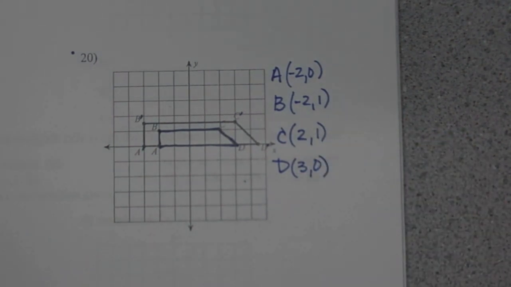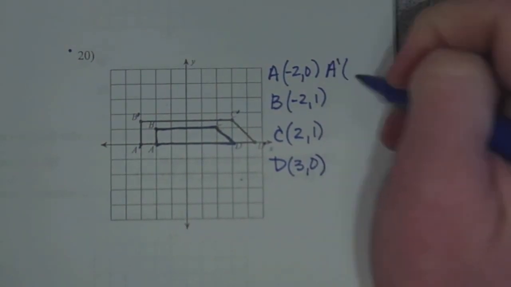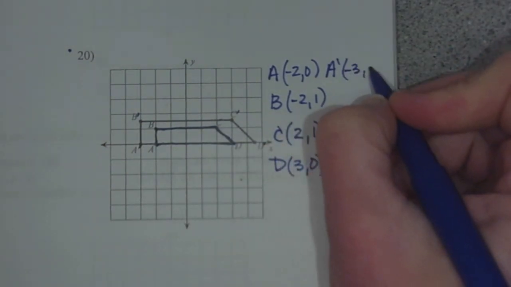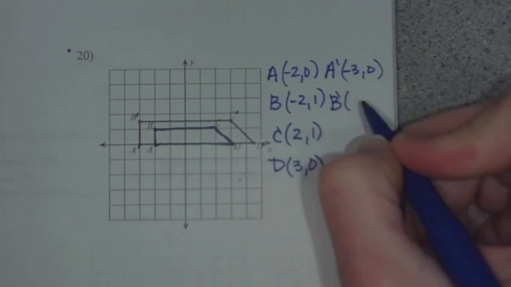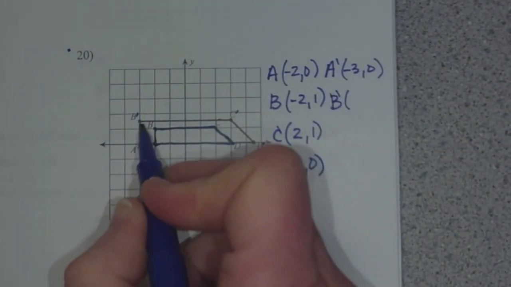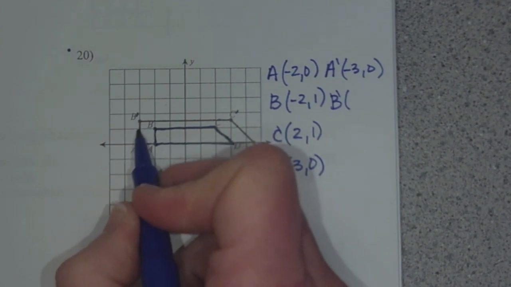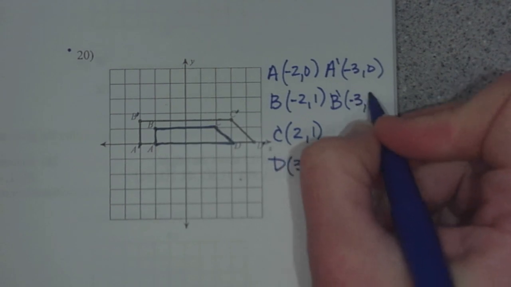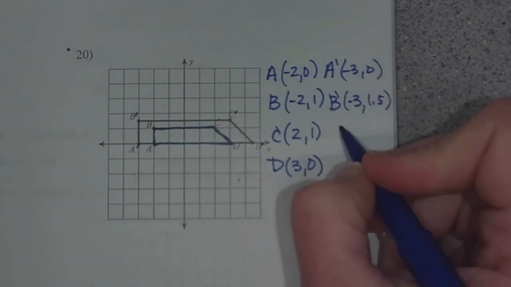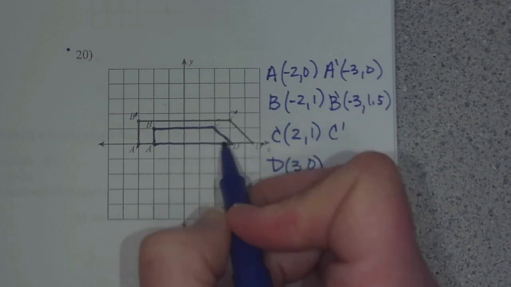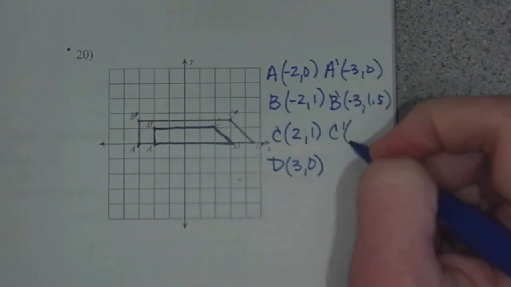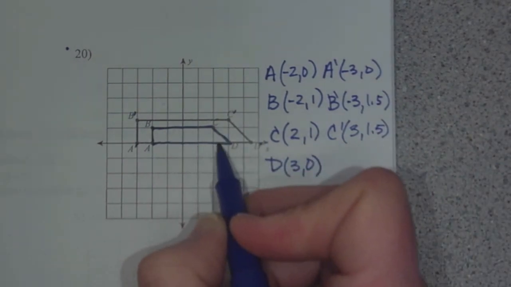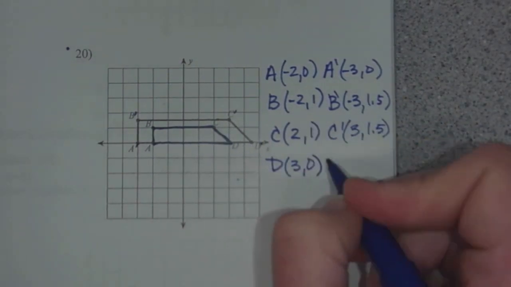Okay, now let's figure out what all the primes were. A prime is going to be negative 3, 0. B prime is going to be negative 3, and it looks like that's pretty clearly halfway between, so I'm going to say negative 3, 1.5. Okay, C prime is going to be positive 3, 1.5 again. And then for D prime, it looks like we have 4.5, 0.